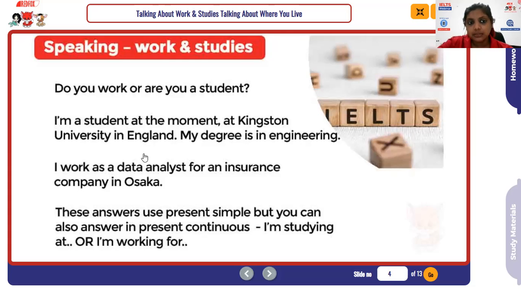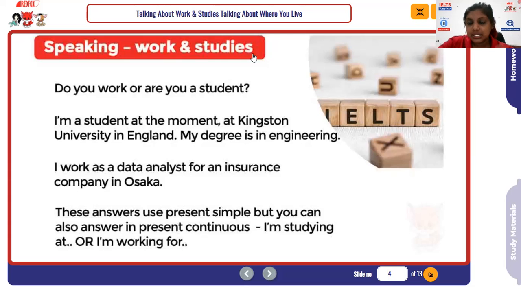So if you can see, the question is, do you work or are you a student? The answer to that is I am a student, right? But then a little extra information is provided: I am a student at the moment at Kingston University. So where is Kingston University? In England. And what exactly are you studying?